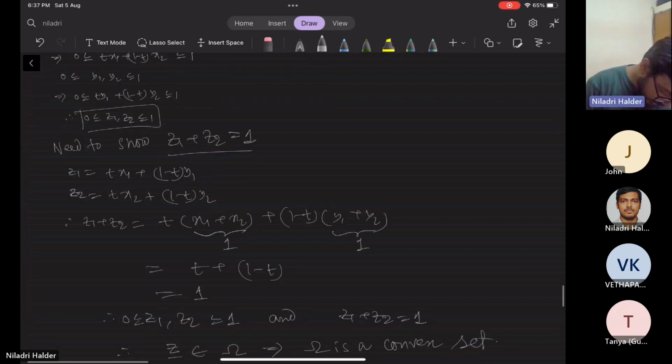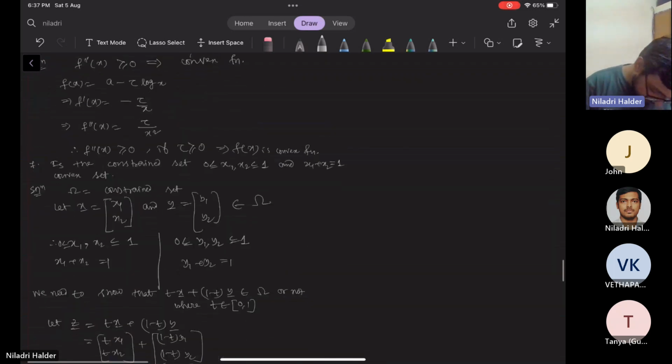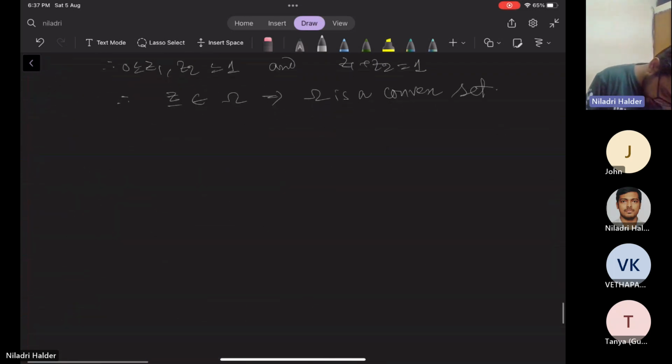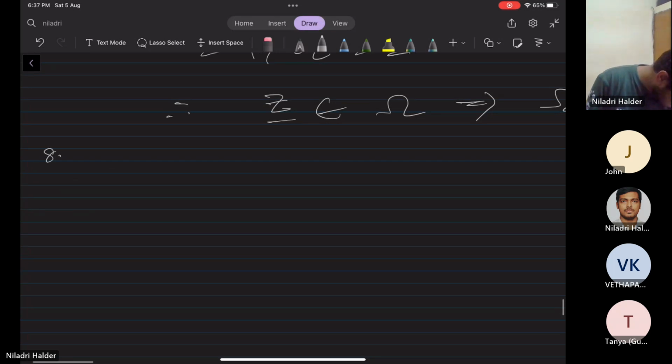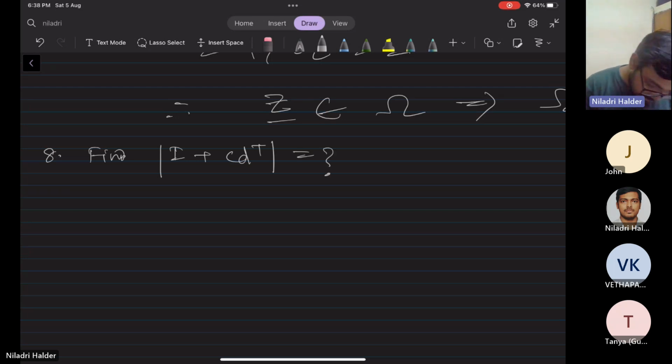So one more question, one last question. That is the eighth question, question number 8. Find the determinant of I plus CD transpose. What should it be? Determinant of I plus CD transpose will be what? So, solution.